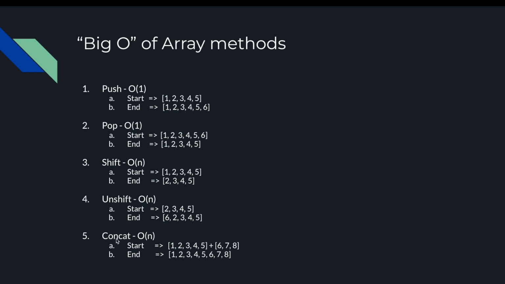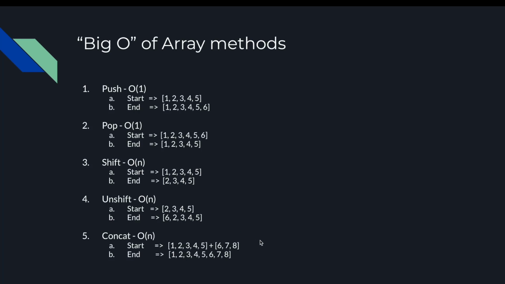Next one is concatenation. In concat, we merge two different arrays to create a new one. For example, we have an array of 1, 2, 3, 4 and 5, and a second array that has elements 6, 7 and 8. When we concat the first array with the second array, it gives us a new array, and the length of this array will increase as we are adding n number of items to our first array, which means it will require n number of operations. That makes the time complexity O of n.